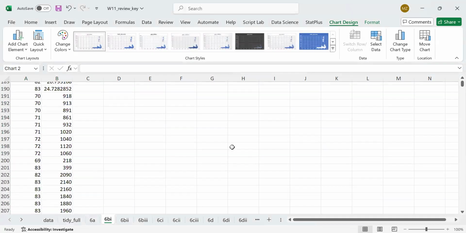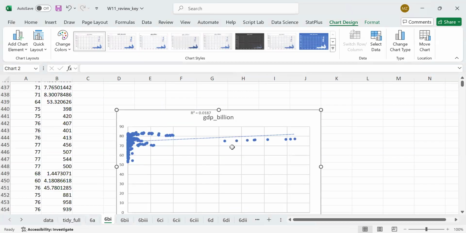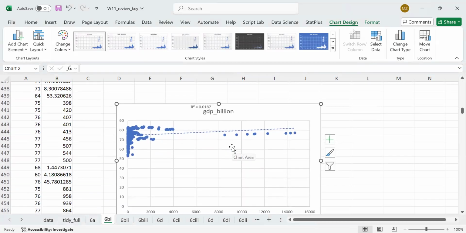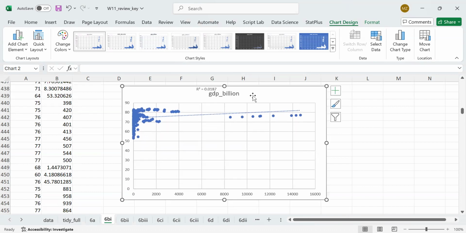And where's my chart? Yeah, so this is what it looks like, right? So as GDP increases, the life expectancy, it's not a meaningful relationship you can see here. It's trying to build a trend line, but it's not, and that is captured by the R square value.